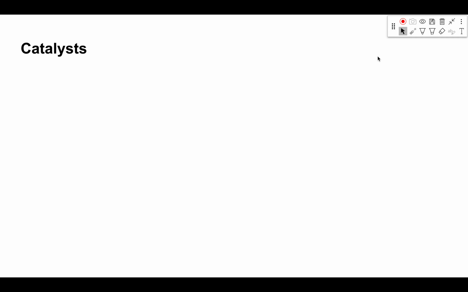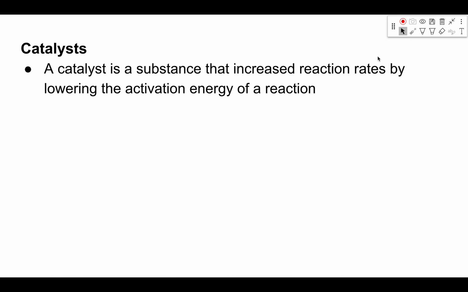Let's talk about one more way to affect the rate of reaction, and that's by using a catalyst. A catalyst is a substance that can increase reaction rates, and it can do it by lowering the activation energy of a reaction. So it can actually make it so you need less energy in order to start the reaction.